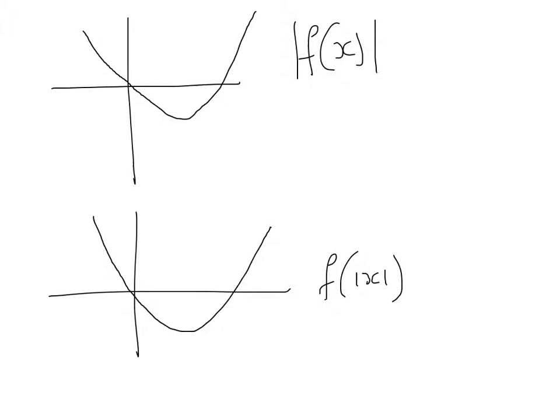Right, let's start with the mod f of x. This is outside, which makes us think up and down, and in this case all the down gets bounced up. Anything in here that's negative gets bounced up to become positive, and the graph of mod f of x would look like this blue line here.